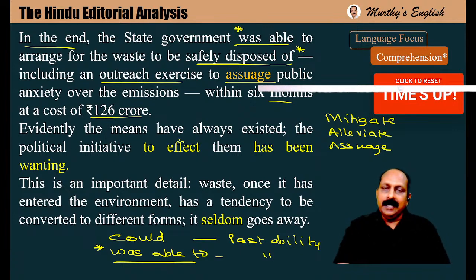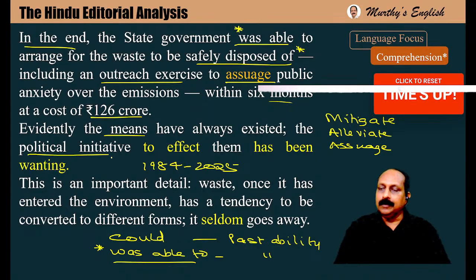Evidently, the means have always existed. Means what? They could have disposed of it. The means were there, but it did not happen. It took so much time, 1984 to 2025. Why? Because of lack of political initiative. The political initiative to effect them, another important expression, has been wanting, meaning lacking in this context. Want has two different meanings. I'm sure many of you know. One, I want a glass of water, the regular meaning. Something is wanting means something is lacking. And here, political initiative was lacking to effect them.